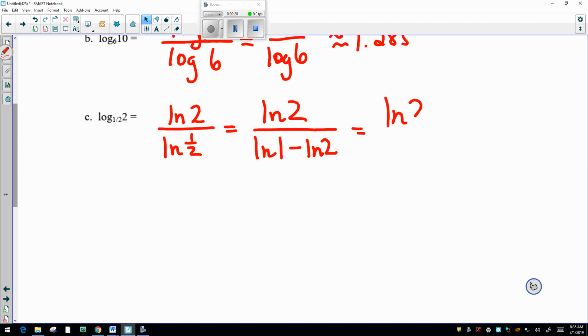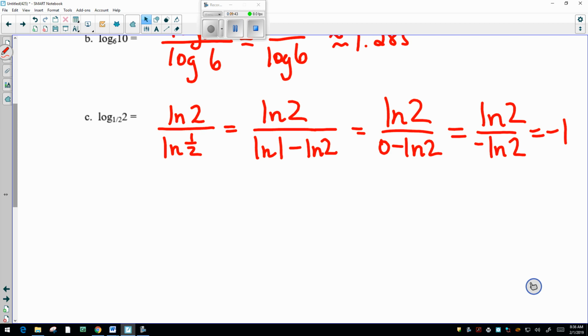So I can simplify this more. That would give me 0 minus natural log of 2, which is really like saying the natural log of 2 over negative natural log of 2, which really is negative 1. So all of that work, we got to simplify that down to negative 1. So that's using some expanding, contracting, and simplifying properties of logs. And again, we'll try a little bit more of this in class. Hope this helped. Have a great day.